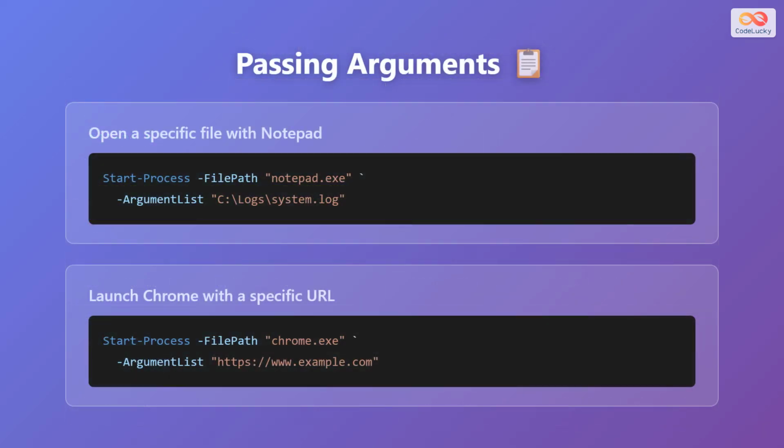Passing arguments to applications extends their functionality. To open a specific file with Notepad, use Start-Process -FilePath "notepad.exe" followed by -ArgumentList and the file path in quotes, such as C:/logs/system.log. For web browsers, you can launch Chrome with a URL by specifying chrome.exe as the file path and the website address as the argument list. The backtick character allows you to split long commands across multiple lines for better readability. Arguments give you precise control over application behavior.